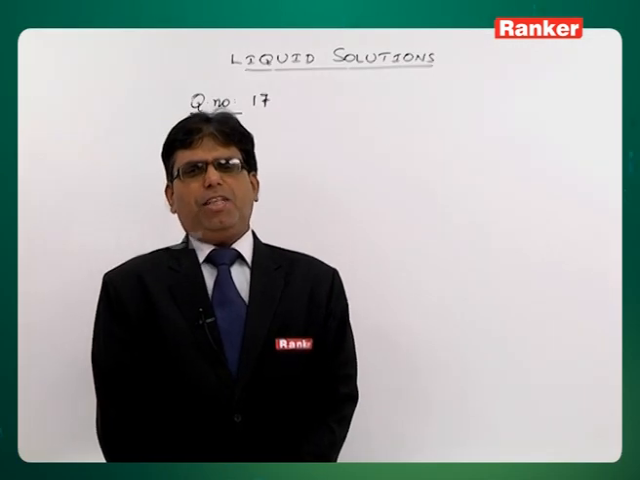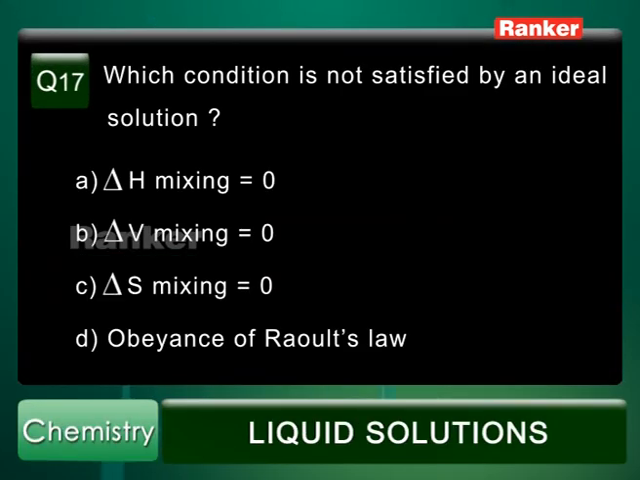Now, in question number 17, which of the following conditions is not satisfied by an ideal solution? That means, in the preparation of an ideal solution, which of the following is not followed? Which of the following conditions is not followed? Delta H mixing is 0.